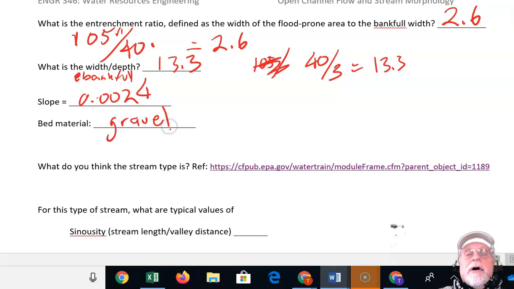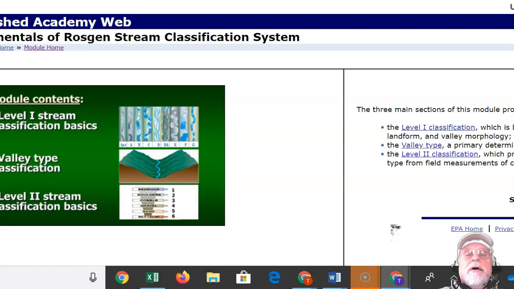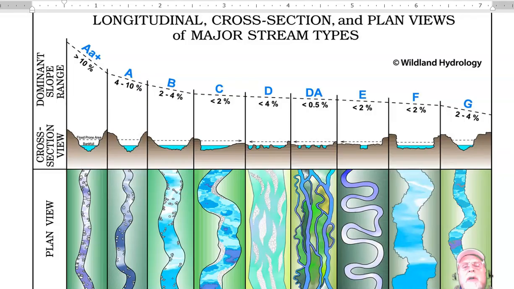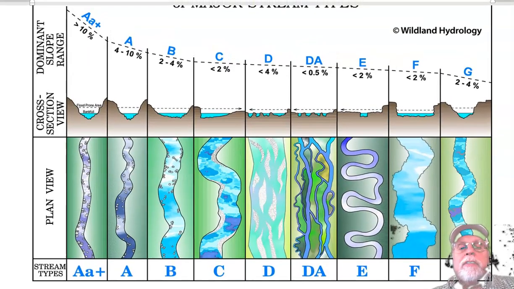Okay, so now we ask what you think the stream type is, and it references a website from EPA, Fundamentals of the Rosgen Stream Classification System. I cut out a section where I was just poking around that website, but I encourage you to look at it. It walks through the classification system in order. This is also in the handout.